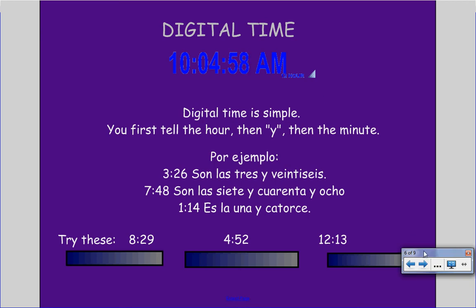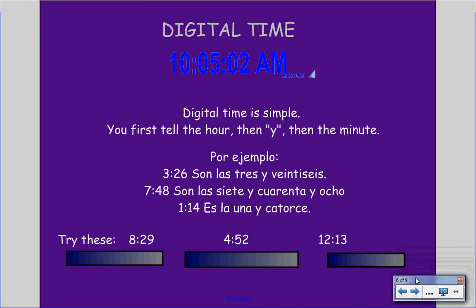Alright. There are three for you to practice down at the bottom. Make sure that you are adding these onto your notes. I'm sure you're taking notes right now as you're supposed to be so that I can check them. Alright, so you're going to try these three: 8:29, 4:52, and 12:13.